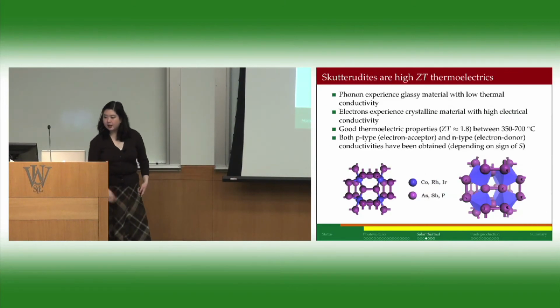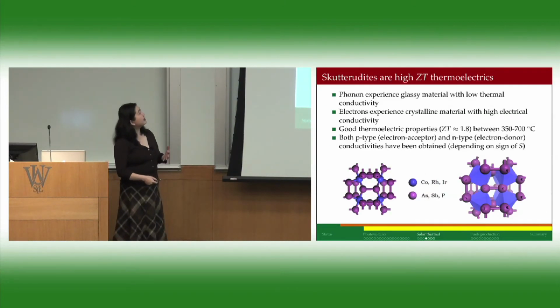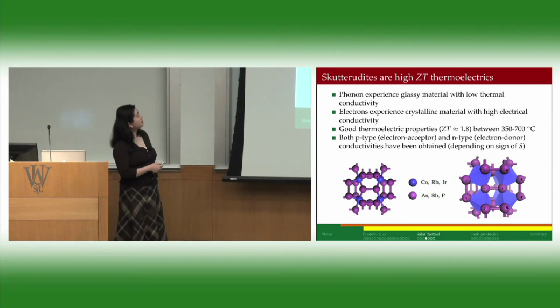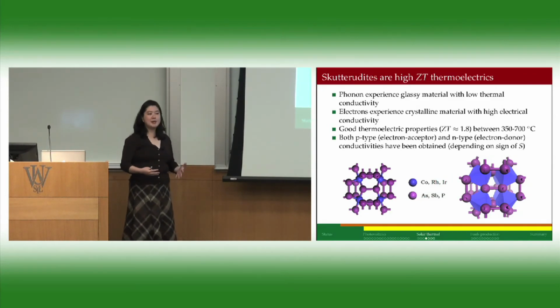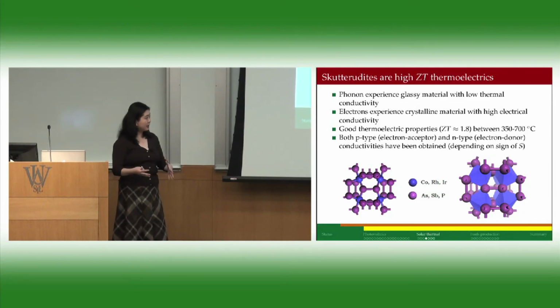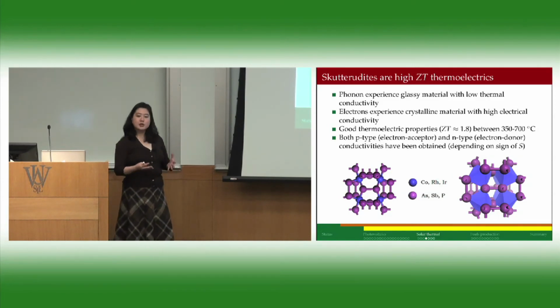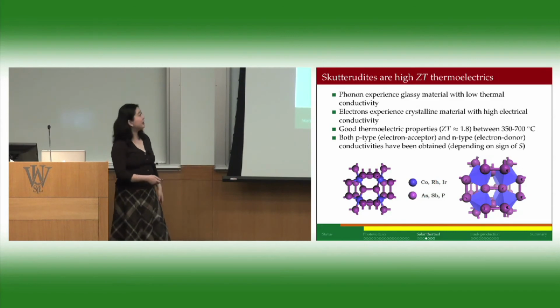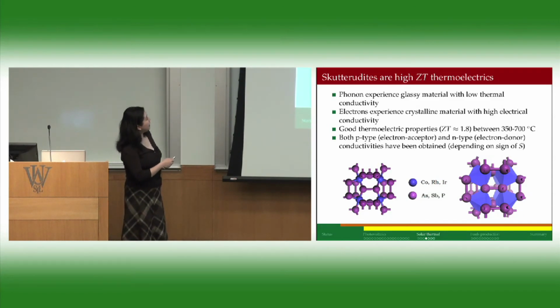What we essentially want is something called a phonon glass electron crystal system. Basically you want your phonons, which are like vibrations, to see the system as a glass. So they say, oh, it's a glass, it's not really thermally conductive, I'm going to slow down and not conduct heat as much. However, you want your electrons to see it as a crystal. You want them to say, oh, this is a great material, I want lots of electricity here. So, high electrical conductivity, low thermal conductivity.